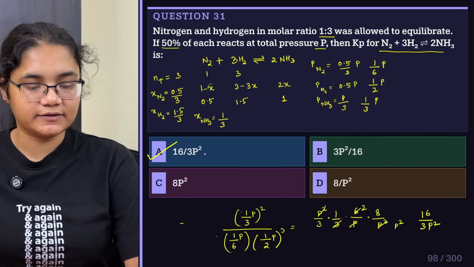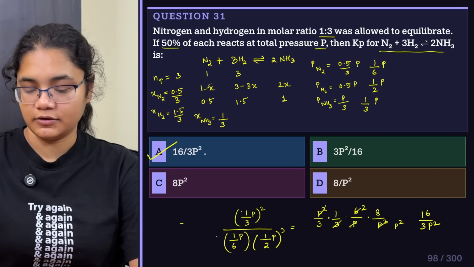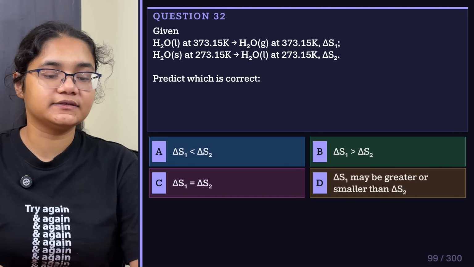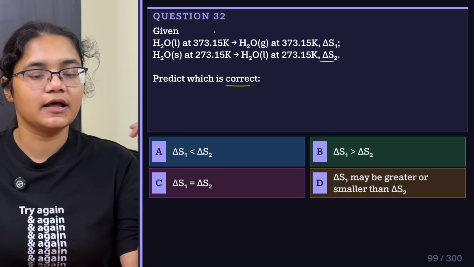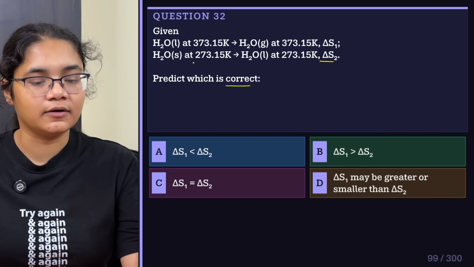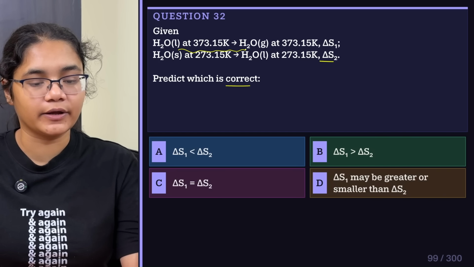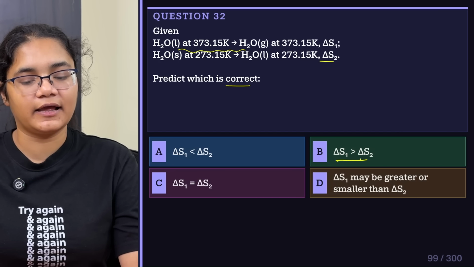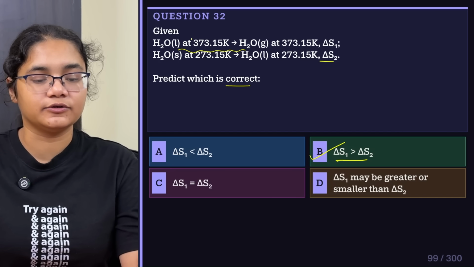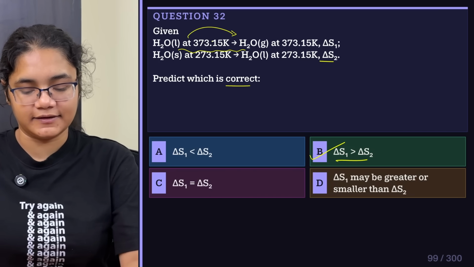Okay, next we will move to question number 32. That is H2O is given, delta S1 and delta S2, predict which is correct. Now when you are in the gaseous state, the entropy is definitely much higher, so delta S1 will be greater than delta S2, because we are going from liquid to gas here.